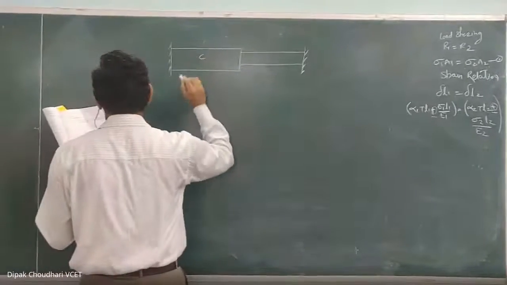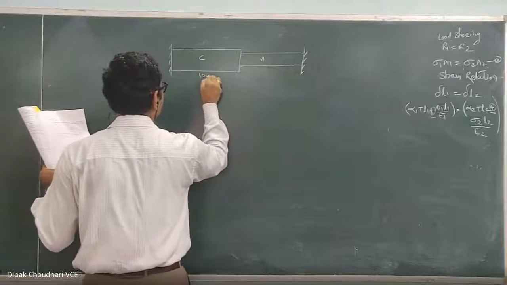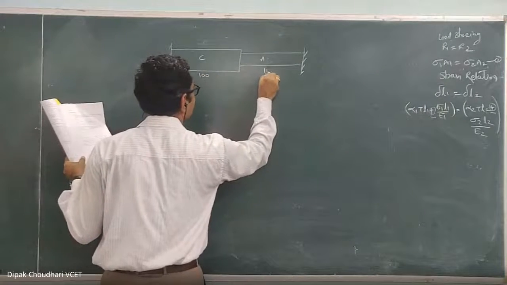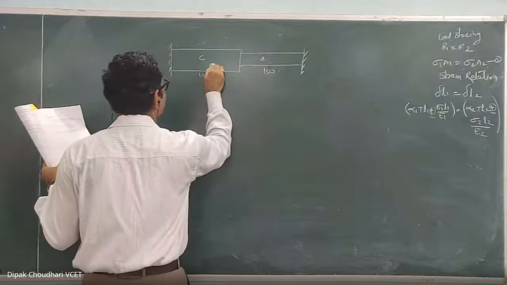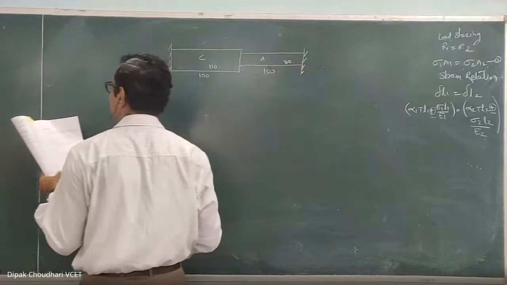This is copper, this is aluminium. This length is 100 millimeter, this length is 150 millimeter, area is 110 millimeter square, area is 80 millimeter square.